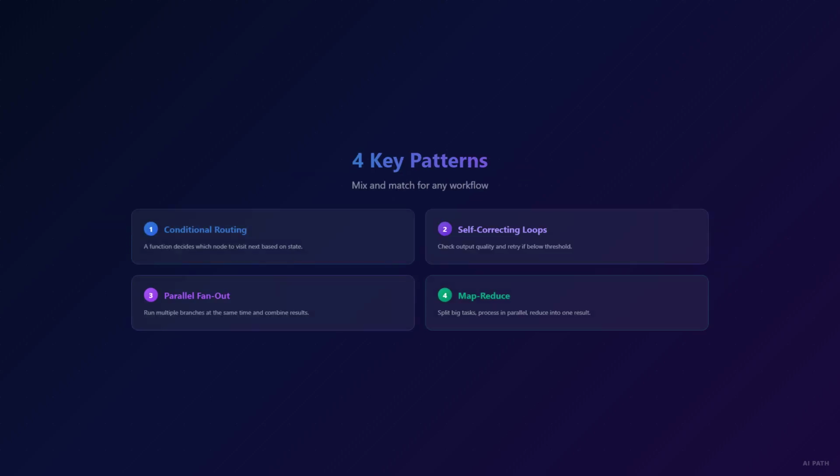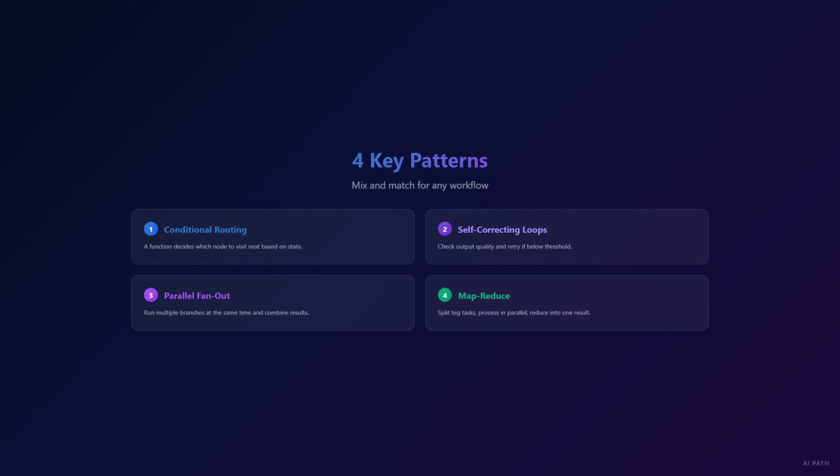Let's summarize the 4 key patterns. Pattern 1, conditional routing. Use a function to decide which node to go to next. Pattern 2, self-correcting loops. Check your work and retry if it's not good enough. Pattern 3, parallel fan-out. Run multiple branches simultaneously and combine results. Pattern 4, MapReduce. Split a big task, process pieces in parallel, combine.